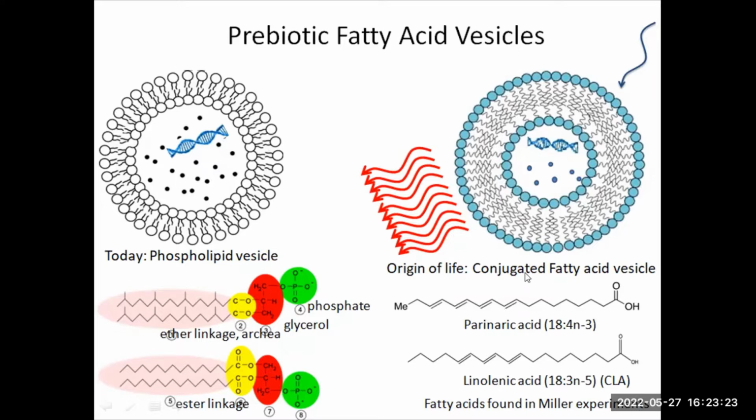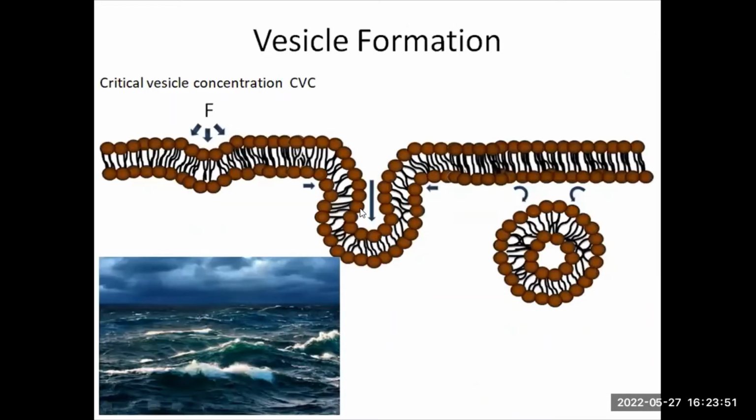In fact, it seems that at the beginning of life, what happened is that we started with this paraenaric acid and then converted it to linoleic acid after the removal of one of these double bonds. We'll see how that can come about. But what I want to mention is that we can form these vesicles, and through this process, if it's inside the water and we have DNA or other organic materials, they can be trapped inside the vesicle.